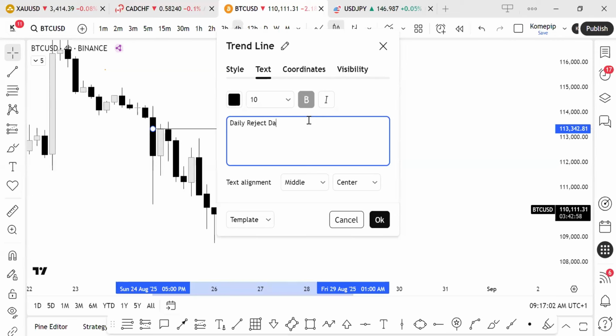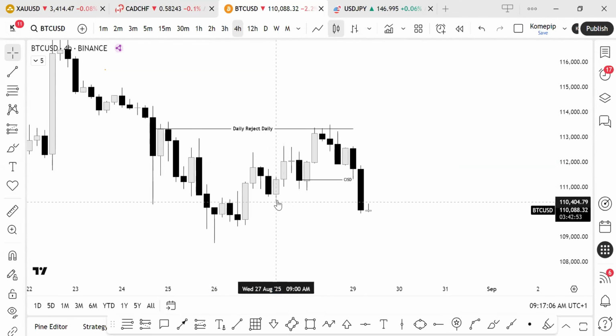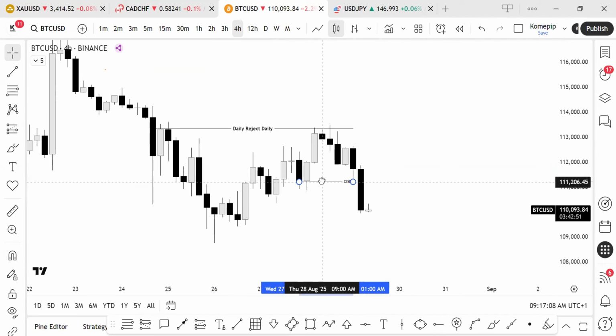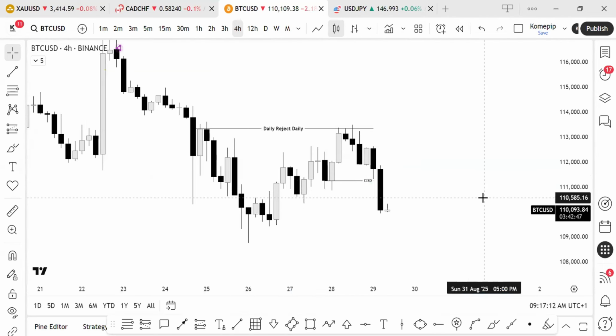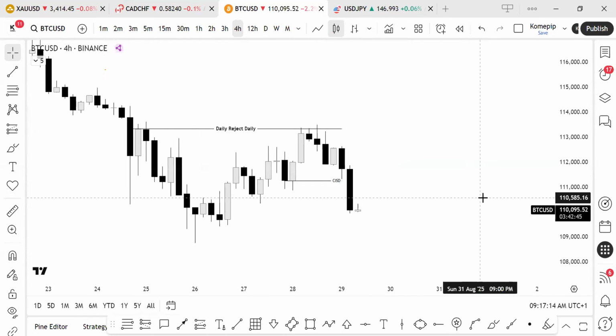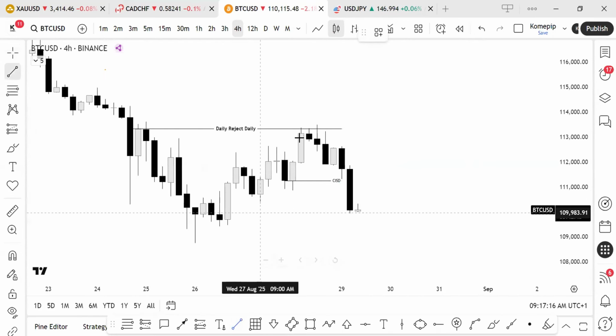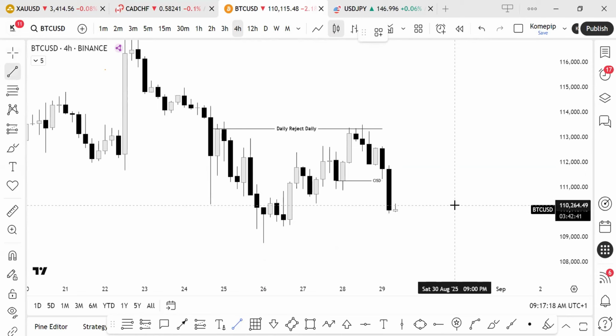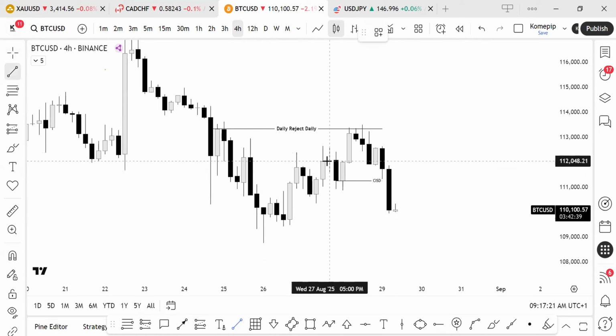All right. So this is daily reject, daily right here. So definitely we need to expect a 4 hour breakout, and this is the 4 hour breakout. So now that we have our 4 hour breakout, we need to understand where we need to look for our setups. So we have a QM level here. This is a QM level here.